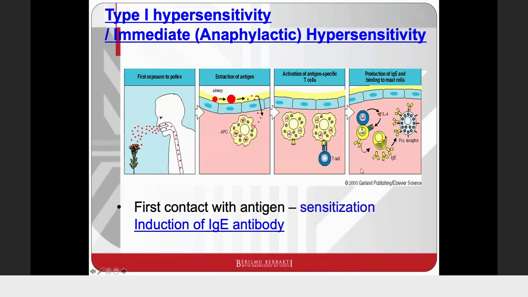First exposure to pollen, and then the APC activates the T cells, particularly Th2, and then Th2 will produce IL-4, which will in turn activate the B cells. Of course, B cells need to present the antigen to T cells for them to become activated. Plus the IL-4 will cause the B cells to differentiate and proliferate into plasma cells, producing IgE antibody, as you can see here.